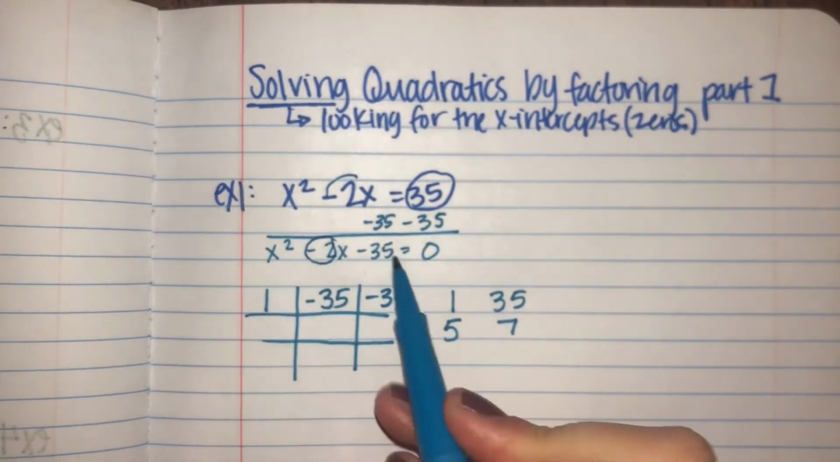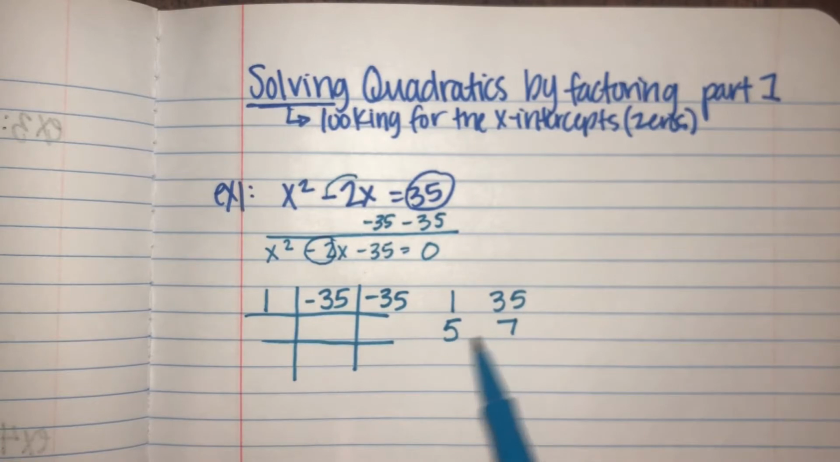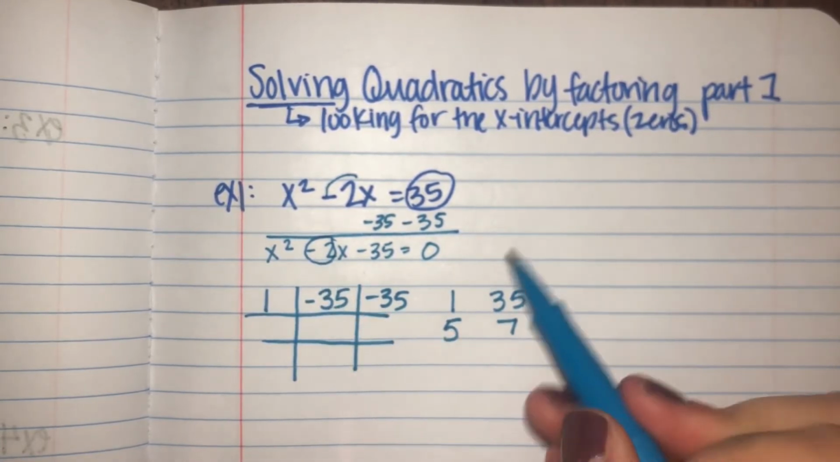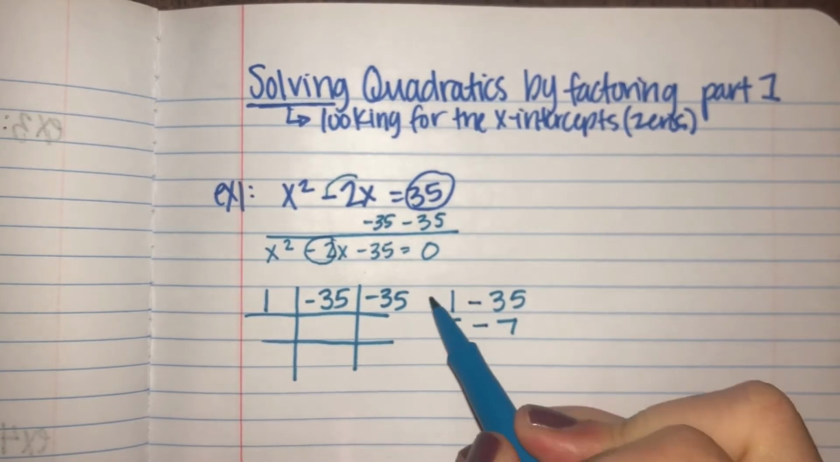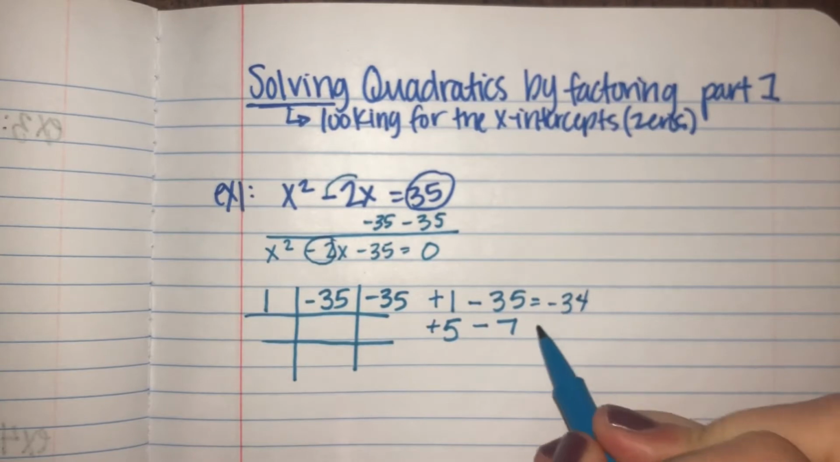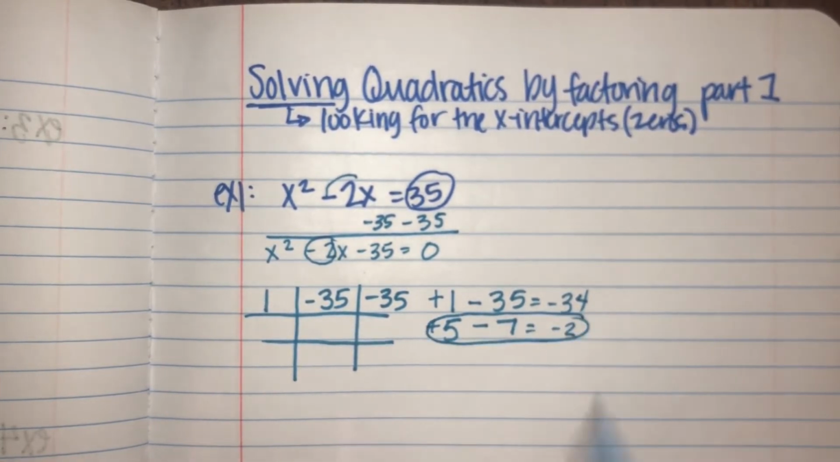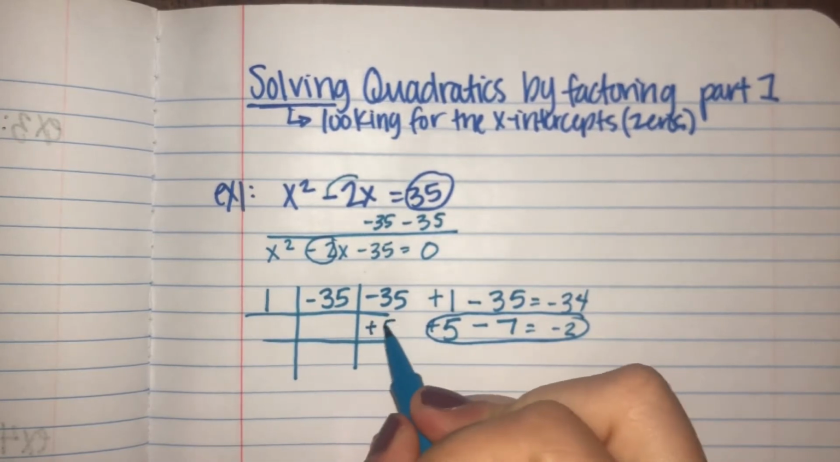So let's talk about all this. If C, this number right here, is negative, these will have different signs. So one will be negative and one will be positive. And if B is negative, the bigger number will be negative. This would equal negative 34, and this equals negative 2. So which pair will I use? That pair. So I list those in here.